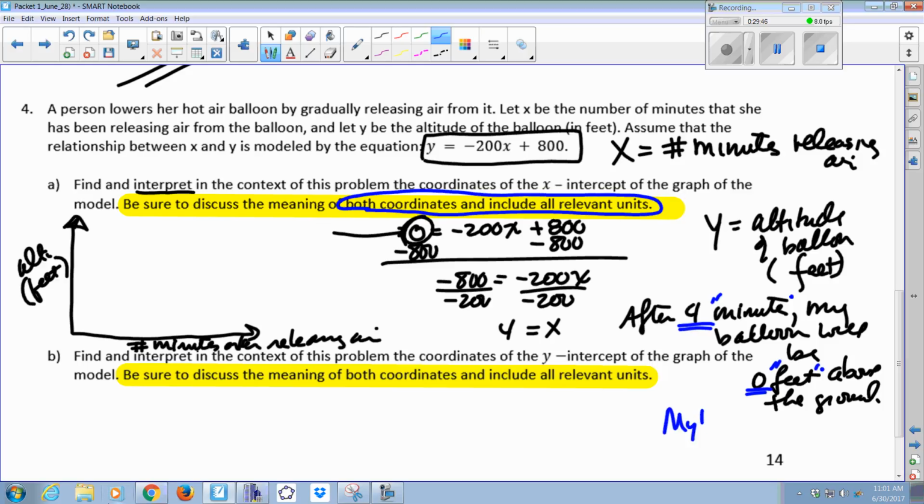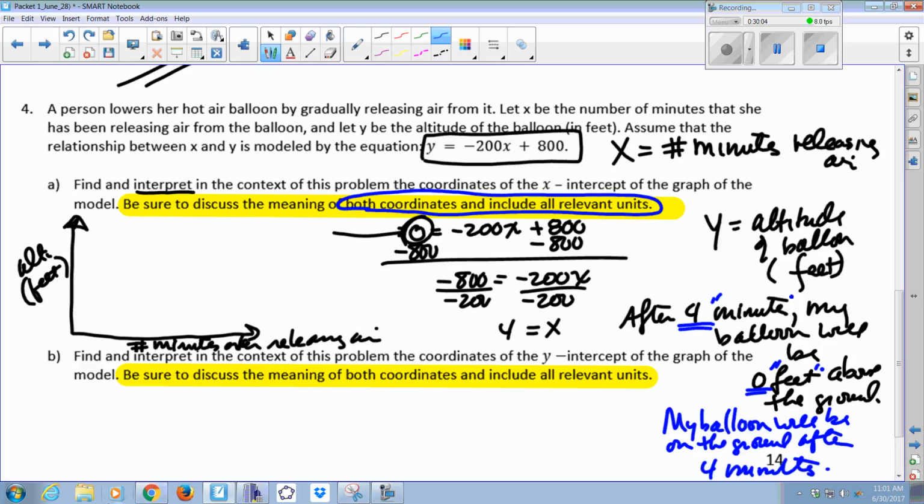My balloon will be on the ground, because on the ground implies 0 feet, after 4 minutes of releasing the air. Okay.